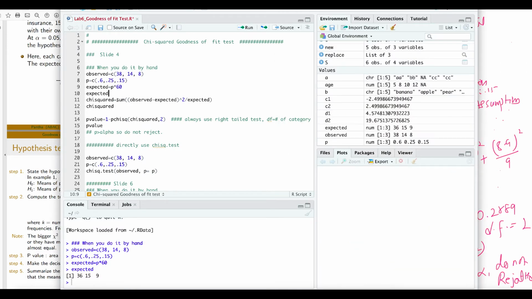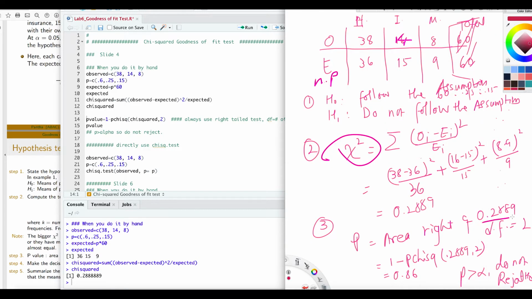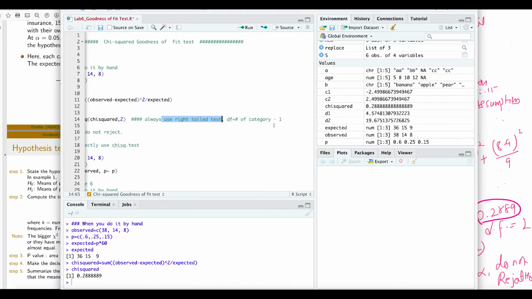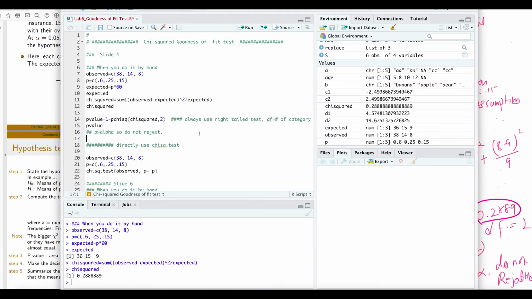Now, I want to find out the chi-square, the sum of observed minus expected, squared, divided by expected. If you do that, you get chi-square is 0.2889. See that? Next, the p-value is 1 minus pchisq of that value, with 2 degrees of freedom. Always use the right tail test. And the degrees of freedom is the number of categories minus 1. That is 2. Okay. Let me run that.